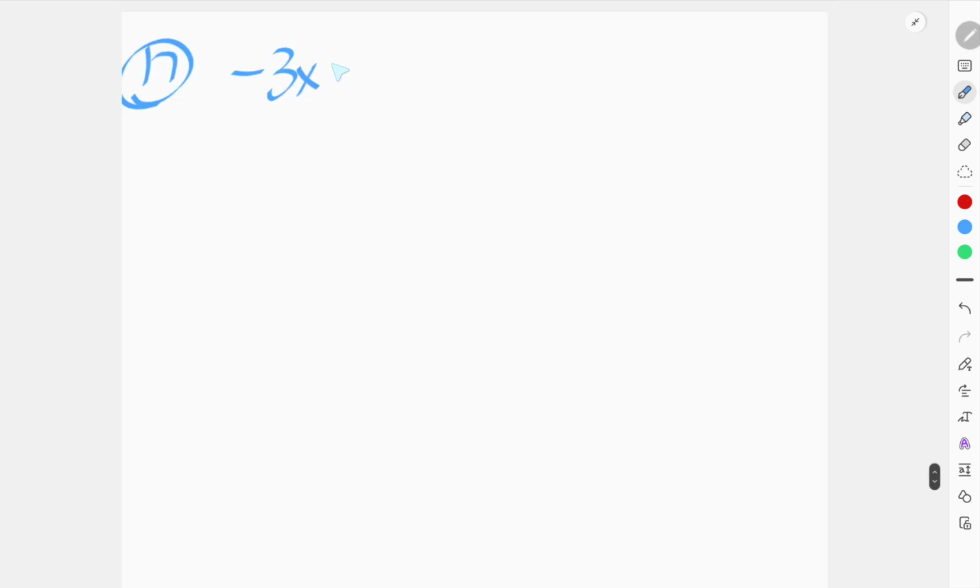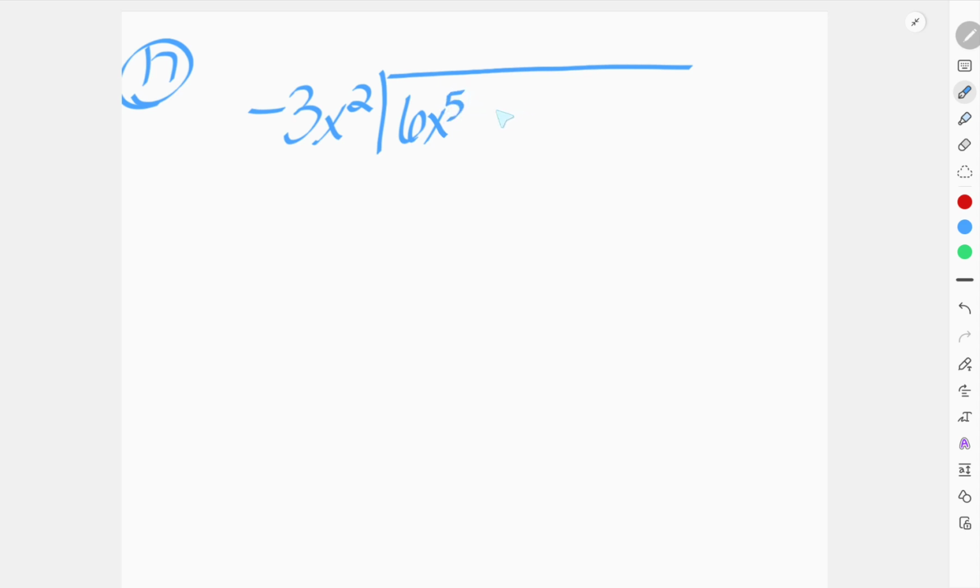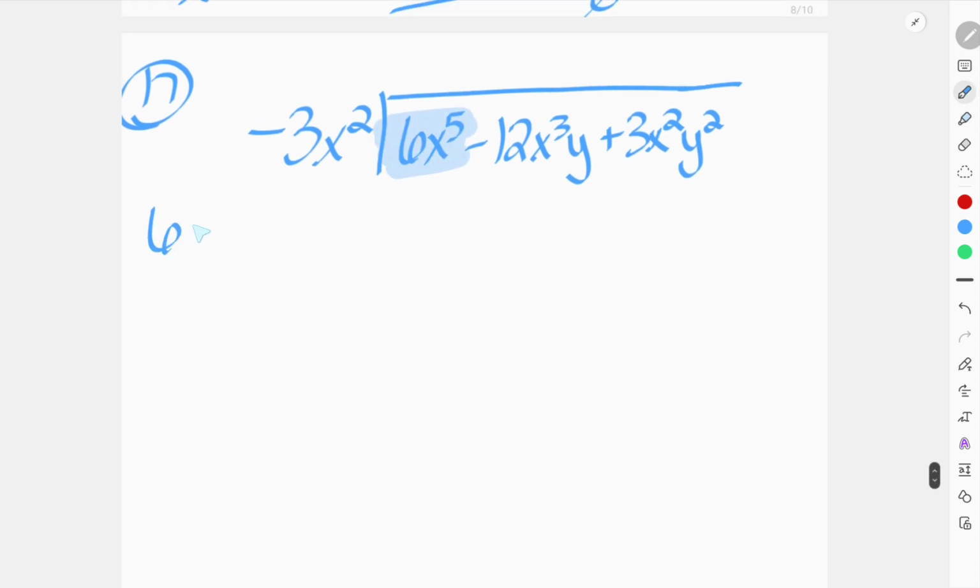Okay, I have negative 3x squared divided by 6x to the fifth minus 12x to the third y plus 3x squared y squared. All right, so I just take my first term and I divide it by what's on the outside. So 6x to the fifth divided by negative 3x squared. All right, so 6 divided by negative 3 is negative 2. X to the fifth divided by x squared is x to the third.